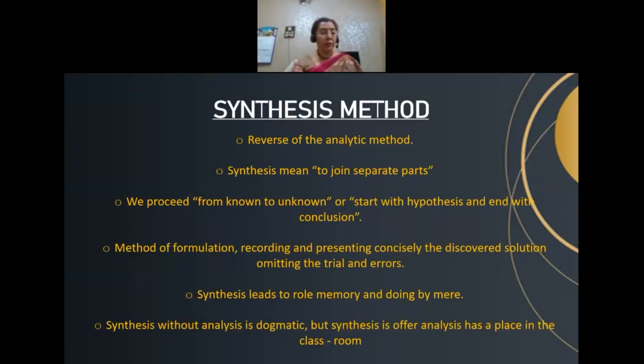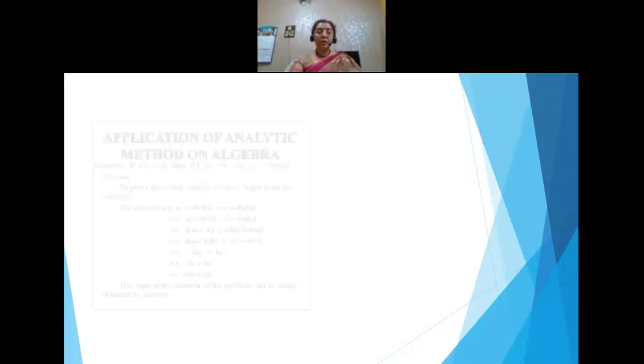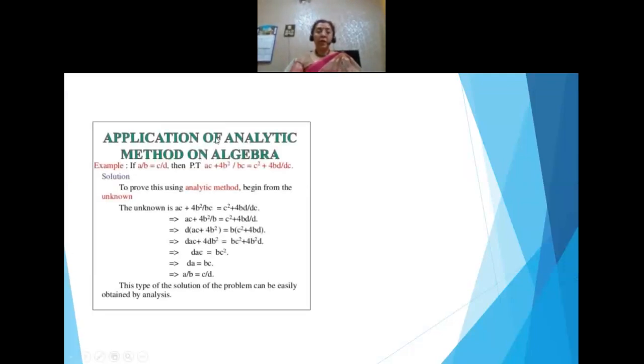Let us take one example. This question. A by B is equal to C by D. Given, prove that AC plus 4B square by BC is equal to C square plus 4BD by DC. So ये conclusion है. Child has taken the conclusion. From that, by trial and error or by some cross multiplication method, they are going to what is given. That is analytic method, from conclusion to hypothesis, from unknown to known.